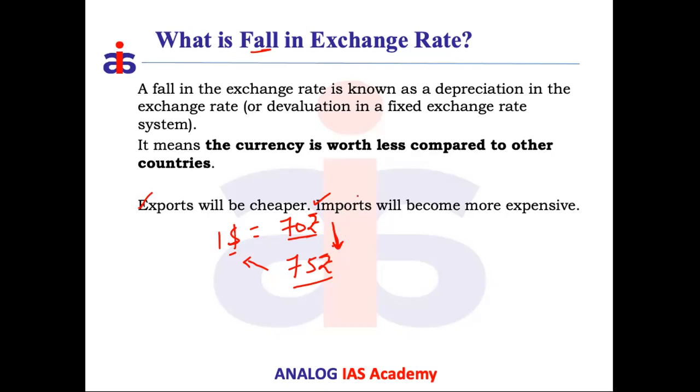What will happen to the imports? Your imports will become more expensive. Expensive means, suppose when it was 70 rupees a dollar, and you are importing anything from the US, let's take you are importing an Adidas shoe. When they are selling it, they always mention the value in dollars.